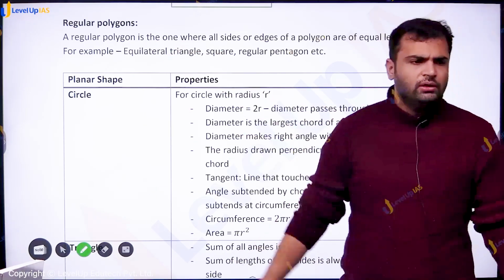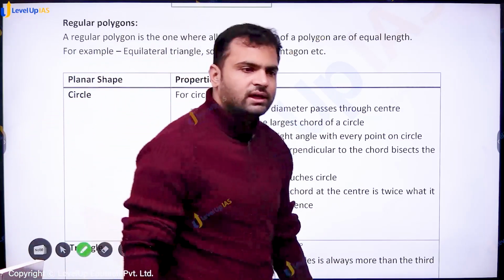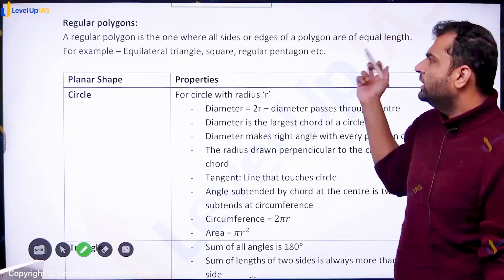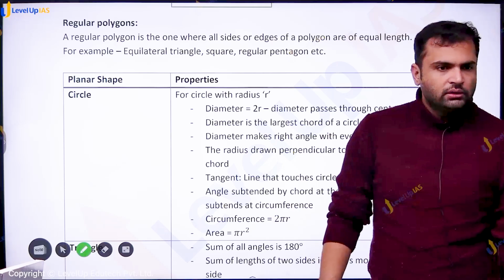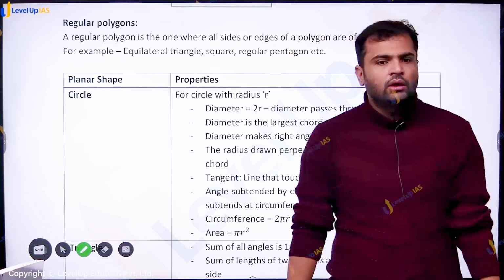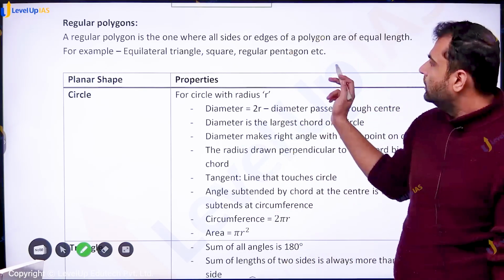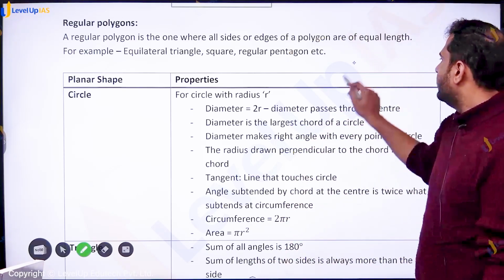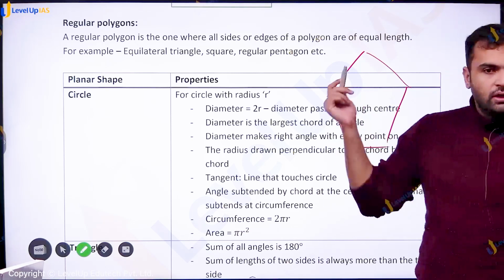A regular polygon is a polygon which has all sides equal. Then equilateral triangle, we know it is a regular polygon. Do you know equilateral triangle? All sides of the triangle are equal, then it is called equilateral triangle. Or square, it is a regular polygon. Then regular pentagon, the polygon having 5 sides, all of which are equal, something like this, regular pentagon.